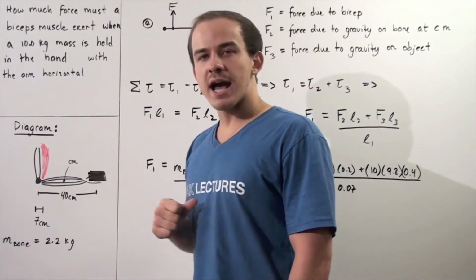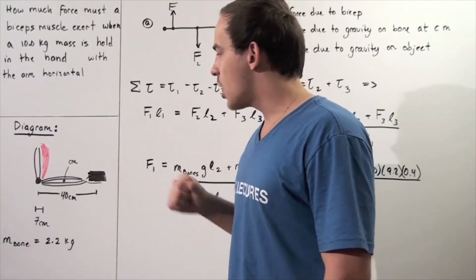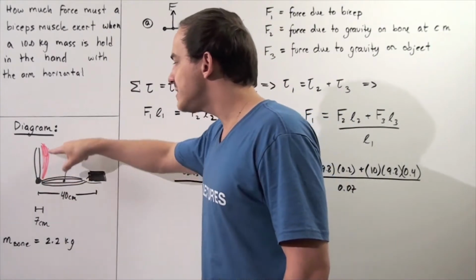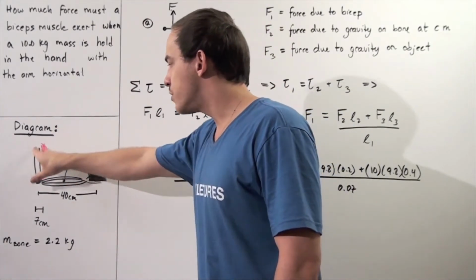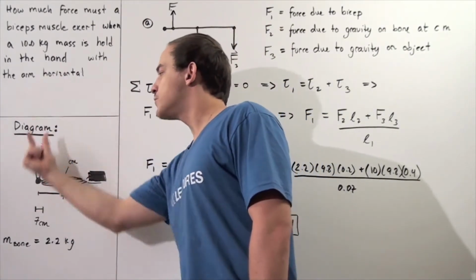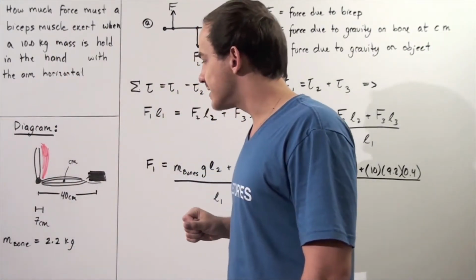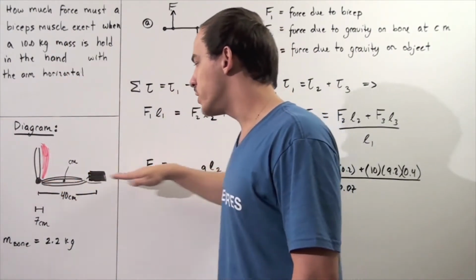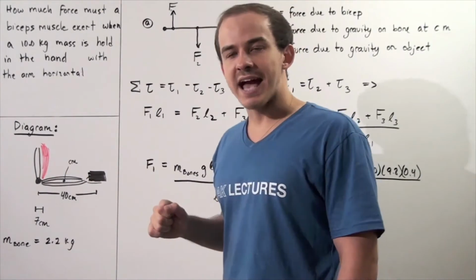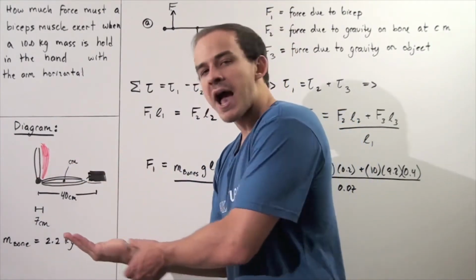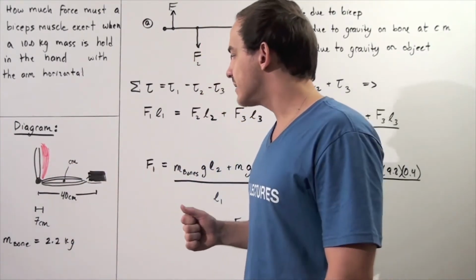So let's look at our diagram. Here we have the arm, so we have the bicep muscle attached to this bone, and these two objects point along the y-axis. And this bone is held along the x-axis, so this bone is parallel to the x-axis.